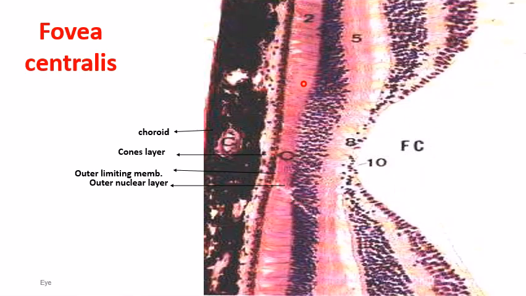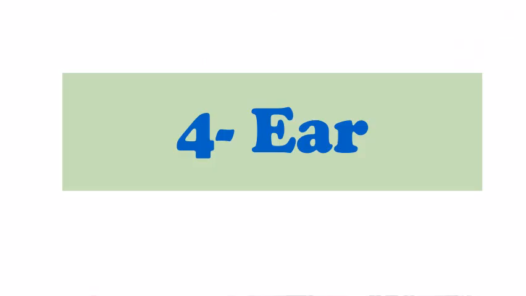Here, the best area of visual acuity is known as the fovea centralis, with a reduction in the number of layers of the retina, and the photoreceptors are cones only. Fovea centralis. So for the eye, we're going to have two slides: the eyelid, the cornea, and the retina.